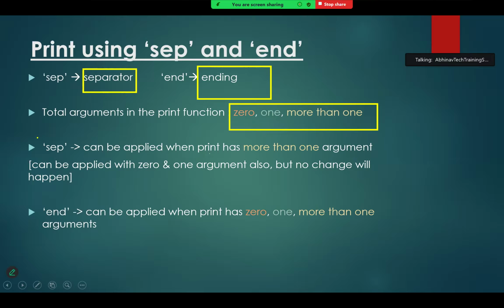So when you are using SEP, it is basically used to separate two words with some particular character which we provide under the SEP keyword. So SEP can be applied with print when we have more than one argument. It can be applied with zero arguments and one argument also, but nothing will happen. It can be applied when print has any number of arguments.